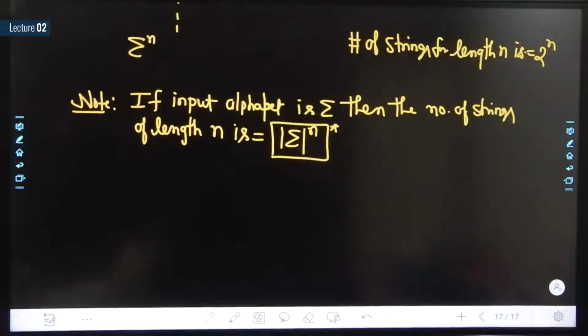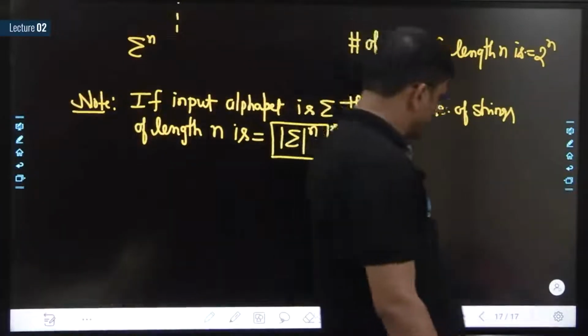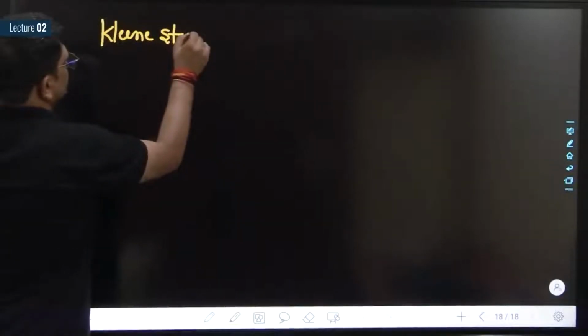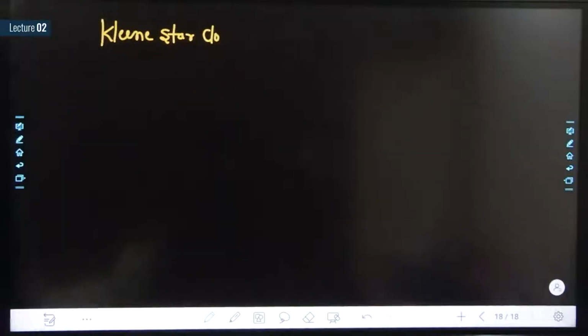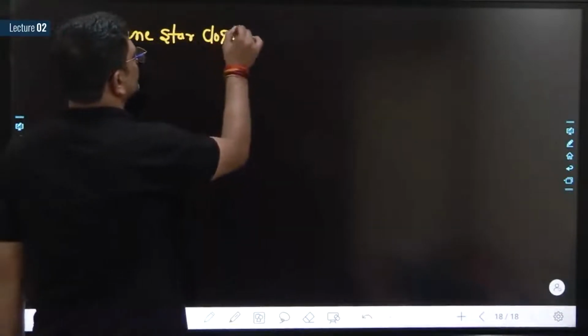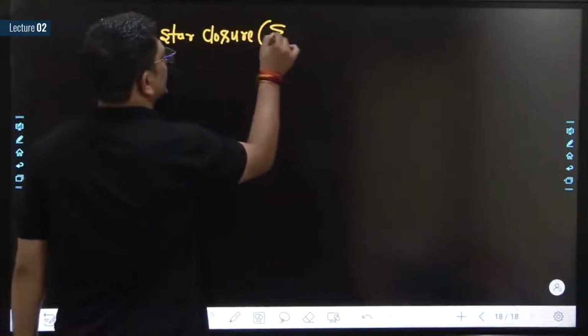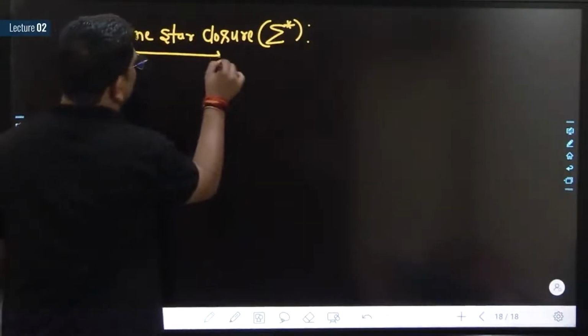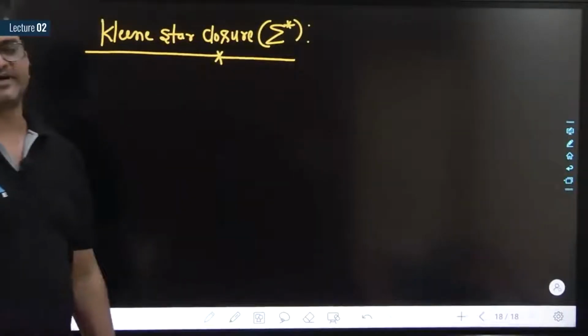Next, Kleene star closure. What do you mean by the Kleene star closure? It is denoted by sigma to the power star. It is the set of all strings over the given alphabet, including epsilon.